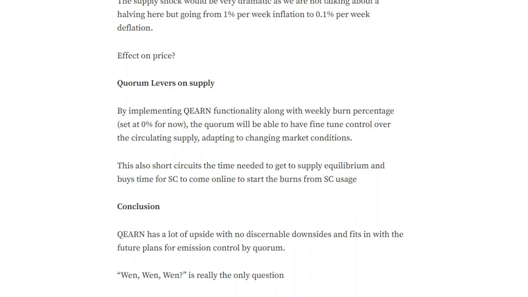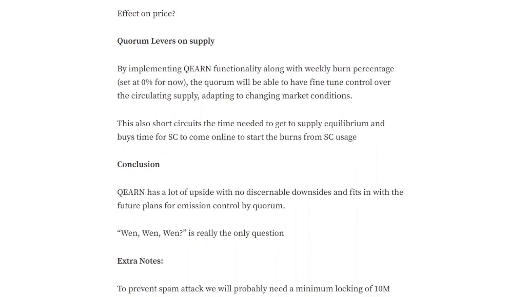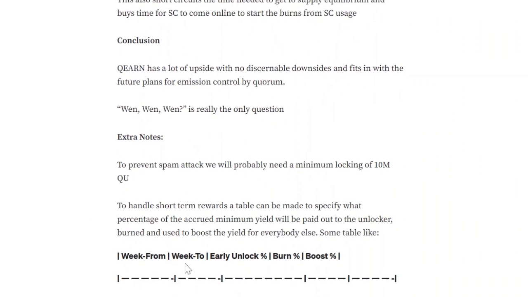So the whole idea of this really is firstly to give people a passive income stream that they can have from Qubic, but really just to buy time until we get more smart contracts on the Qubic network, and then we start getting more and more burns happening on the Qubic network, more utilization, and then we're going to see that supply equilibrium happening where there's going to be very little, if no, increase in circulating supply of Qubic. So, it could settle around 100 trillion or 200 trillion Qubic overall. So conclusion, Qearn has a lot of upside with no discernible downsides and fits in with the future plans for emissions control by Quorum.